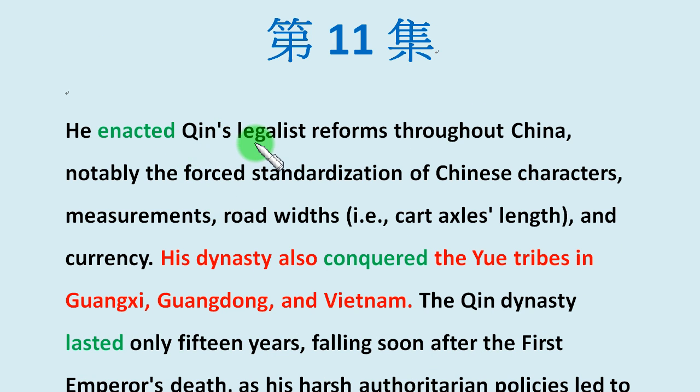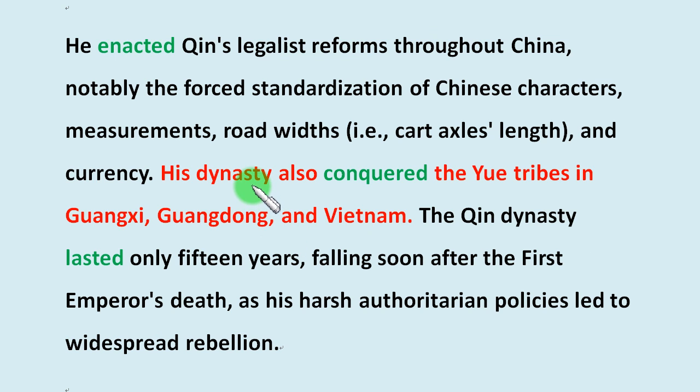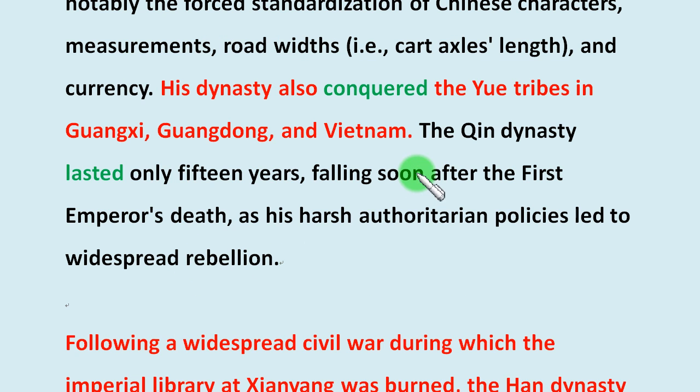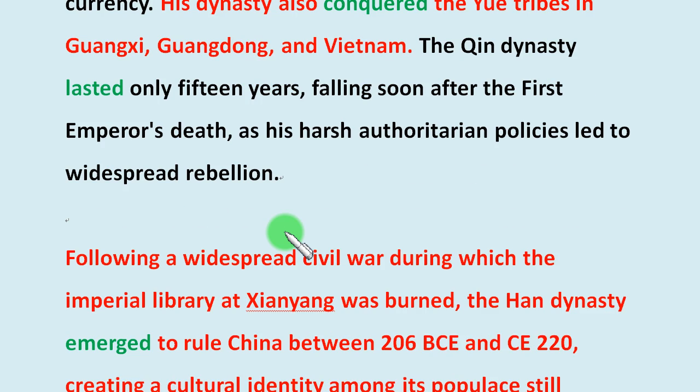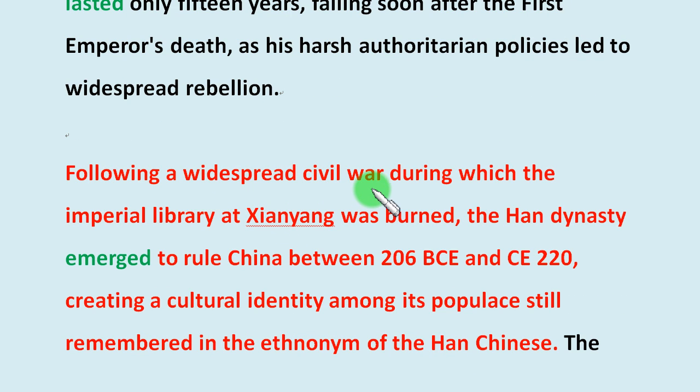He enacted Qin's legalist reforms throughout China, notably the forced standardization of Chinese characters, measurements, road webs, and the currency. His dynasty also conquered the Yue tribes in Guangxi, Guangdong, and Vietnam. The Qin dynasty lasted only 15 years, falling soon after the first emperor's death, as his harsh authoritarian policies led to widespread rebellion. Following widespread civil war, the imperial library at Xianyang was burned.